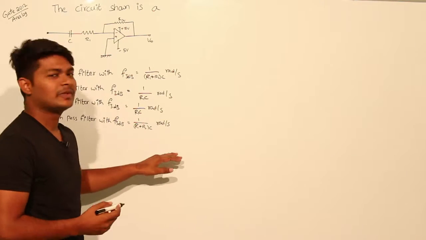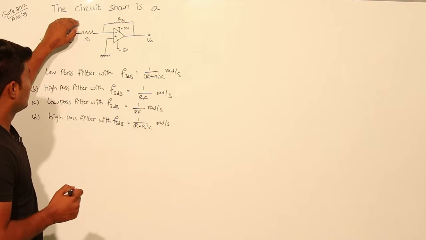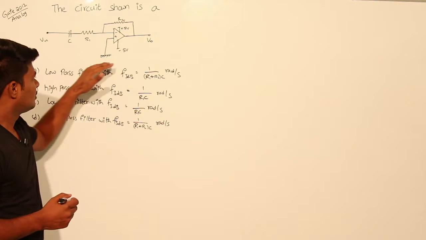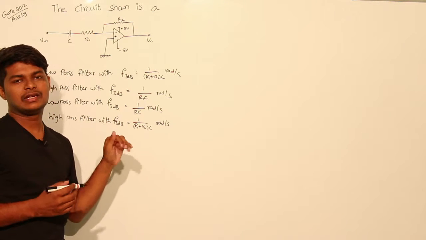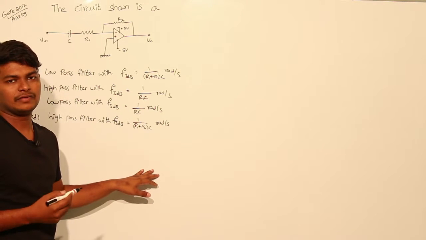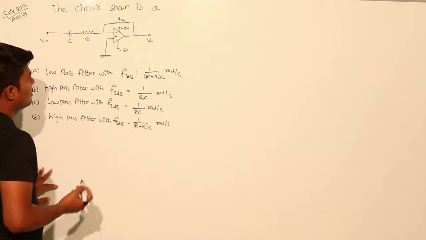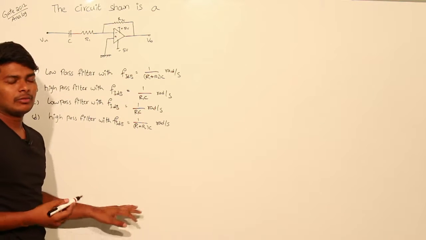Let's see this question. This question is given in GATE 2012 in the subject analog. The circuit shown is a, okay, they have given a circuit. They are asking whether this is a low pass filter or high pass filter with gain f 3 dB. Now first of all, if you observe there is nothing given about op amp.